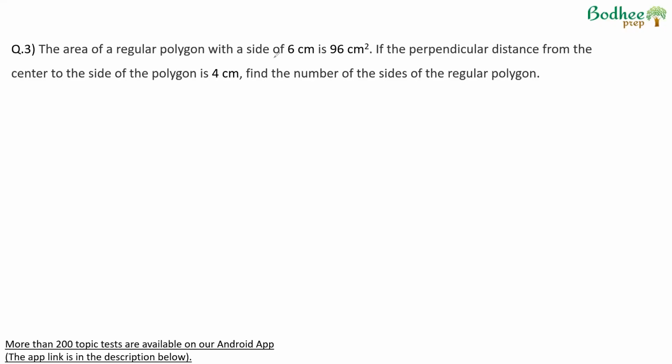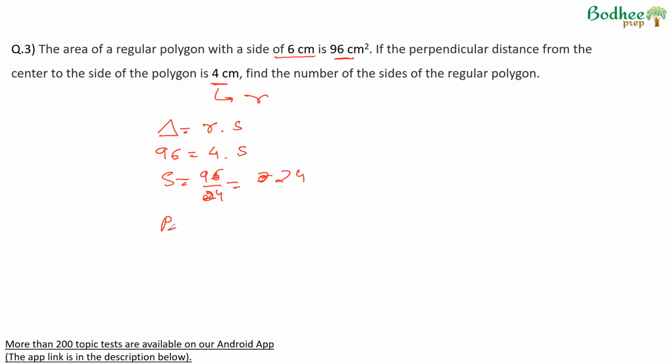The area of a regular polygon of side 6 is 96. If the perpendicular distance from the center to the side of the polygon is 4, find the number of sides. The perpendicular distance from the center to the side of the polygon is also called the inradius. And the area of a polygon is nothing but inradius into semi-perimeter. Here area is 96, inradius is 4, and therefore semi-perimeter is 96 by 4, which is 24.